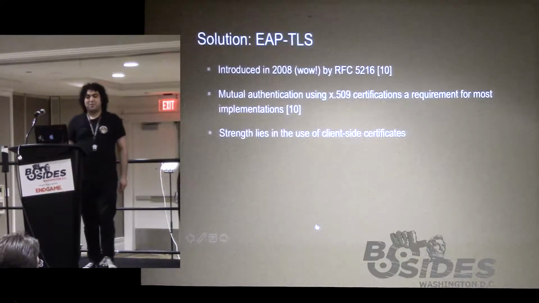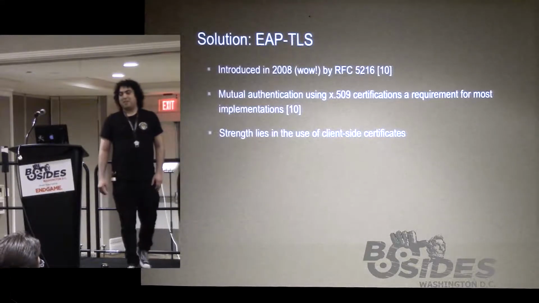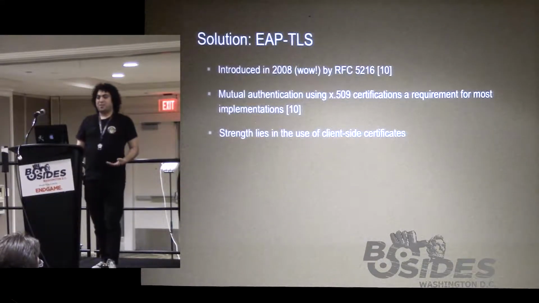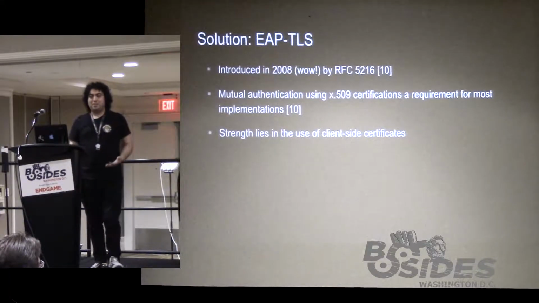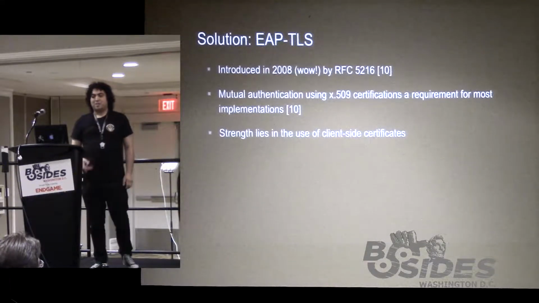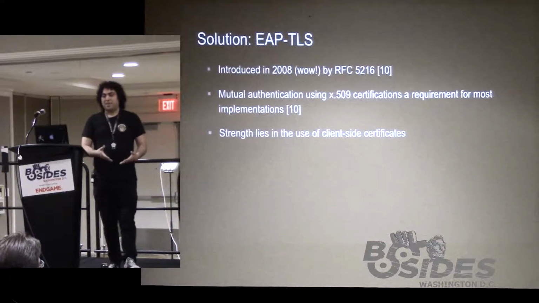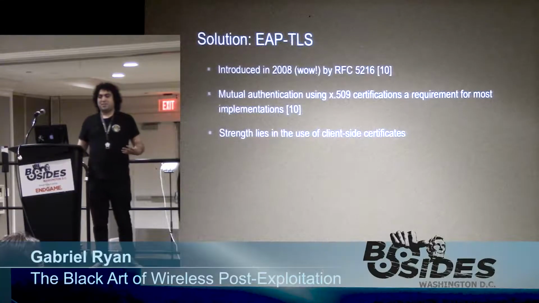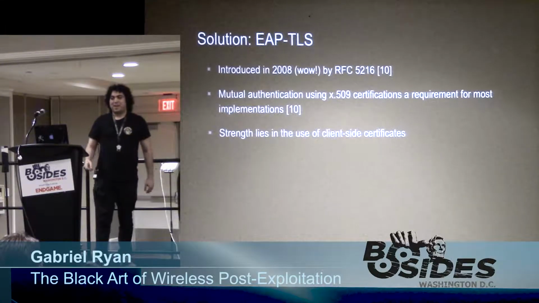So the mitigation for this was introduced about 10 years ago as well. This was in 2008. In RFC 5216, a new form of EAP was released called EAP-TLS. And EAP-TLS uses mutual certificate-based authentication for its outer authentication layer. So because of this use of client-side certificates, it pretty much stops rogue AP attacks dead in their tracks.